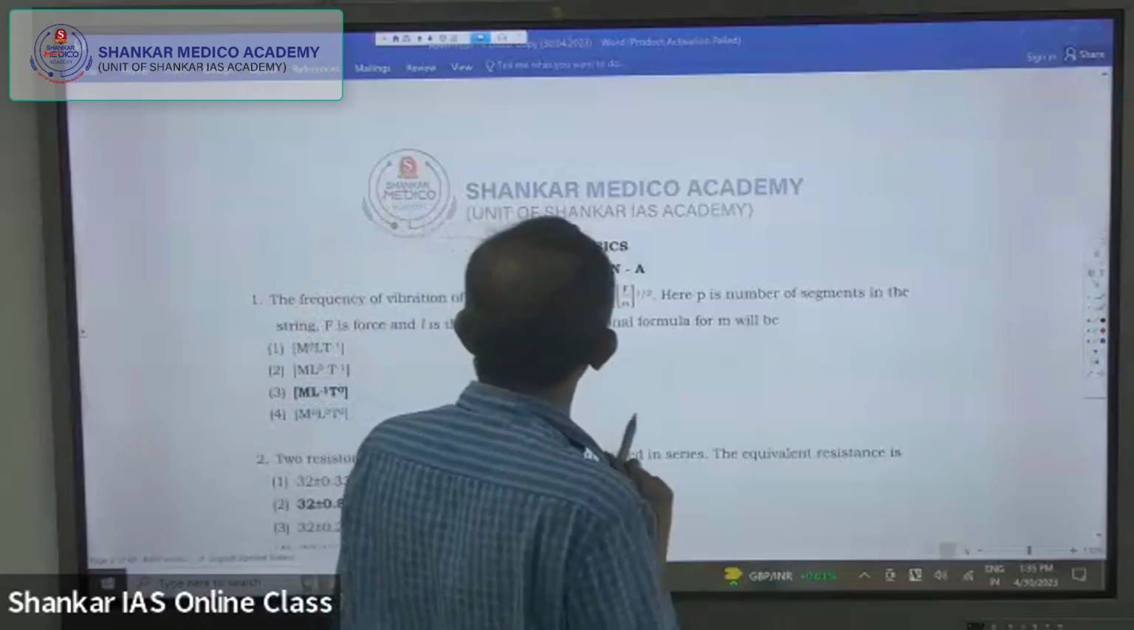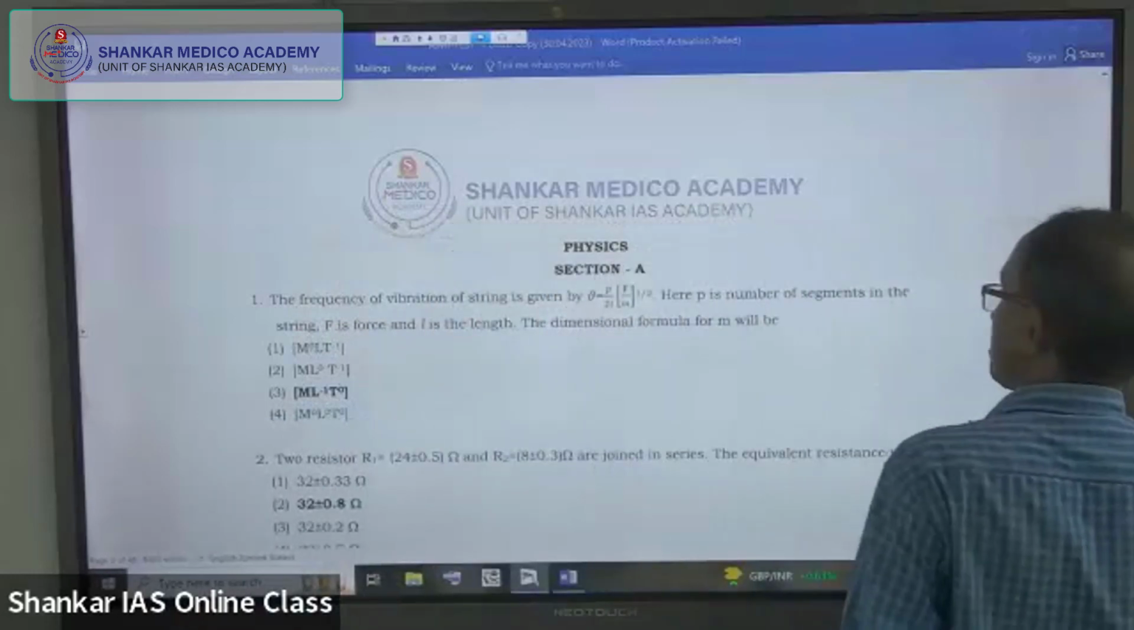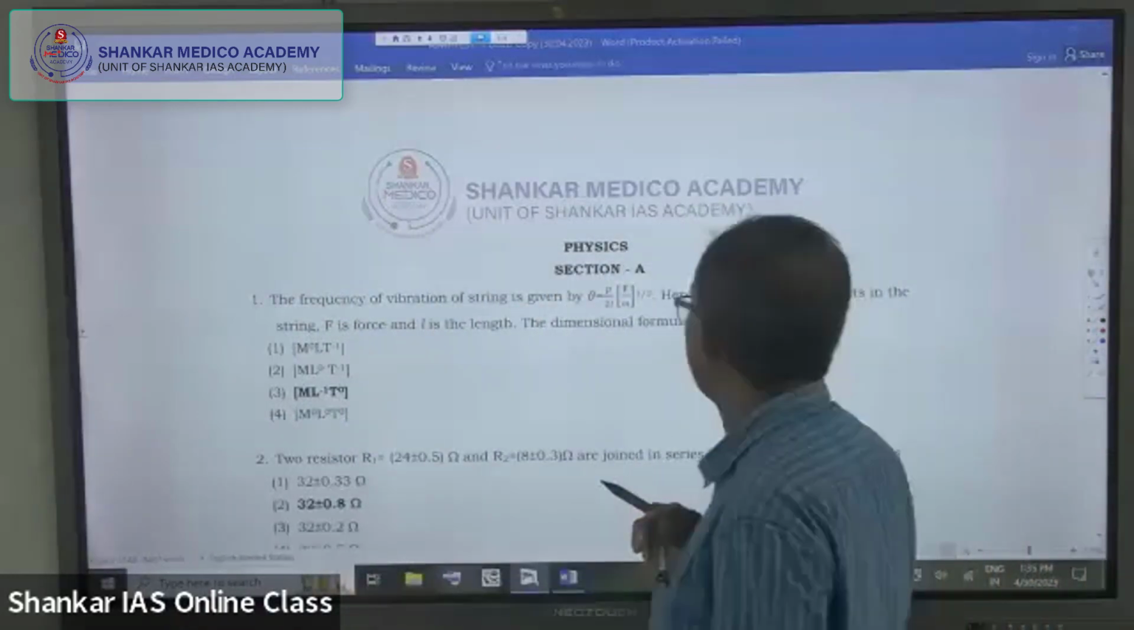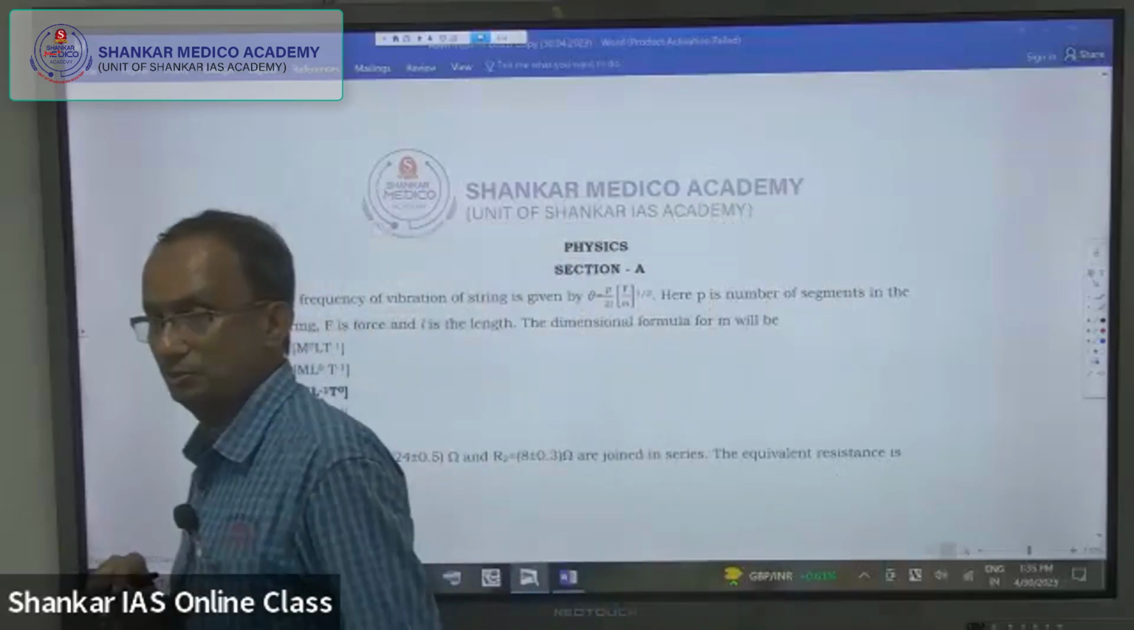The frequency of vibration of a string is given by v equals p by 2L into (F by M) raised to 1 by 2.